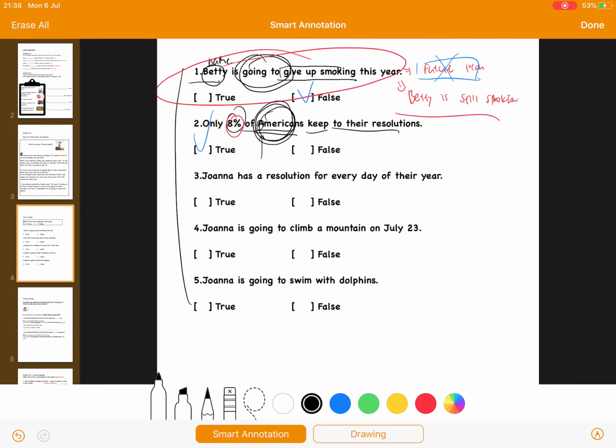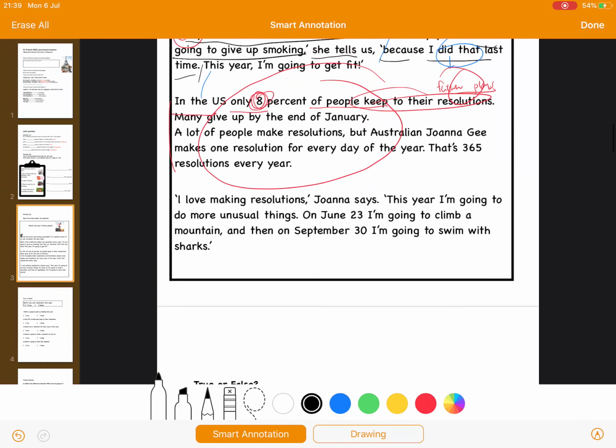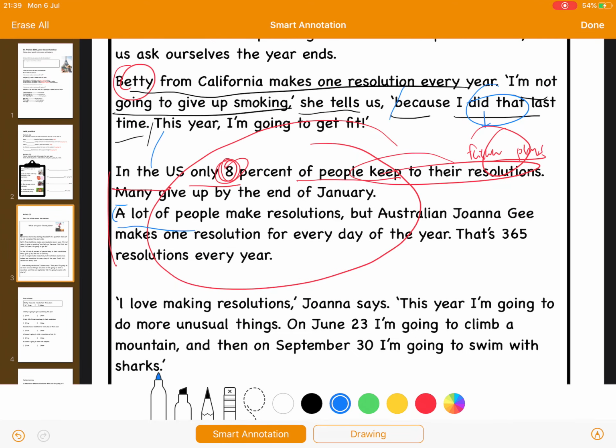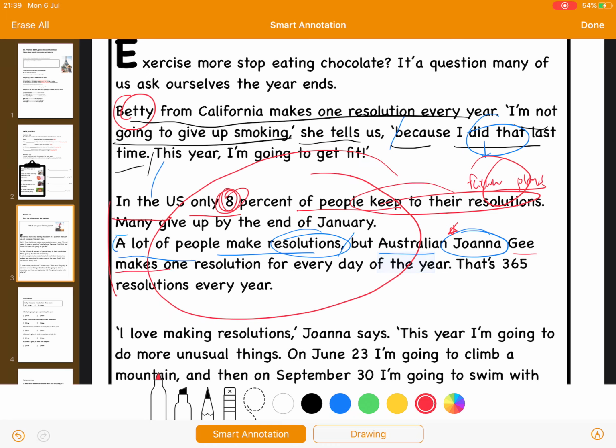Very good. Now let's move on to number 3. Joanna has a resolution for every day of the year. So we need to look up the word Joanna in the reading paragraph. Let's look. Here. A lot of people make resolutions, right? But Australian Joanna G makes one resolution for every day of the year. That's 365 resolutions every year.